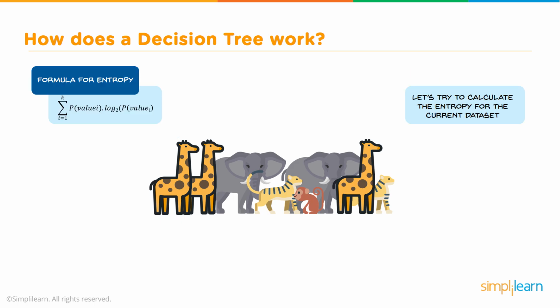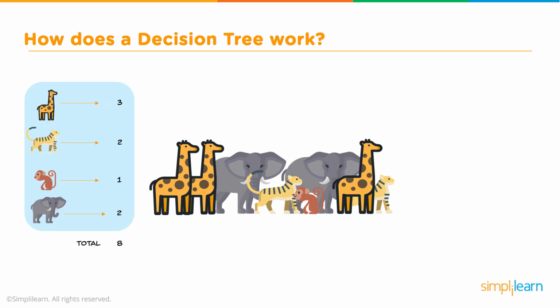So the formula for entropy is the sum, that's what this symbol looks like, kind of like a funky E, of i equals 1 to K. K would represent the number of the different animals in there, where P of i would be the percentage of that animal, times the log base 2 of the same percentage of that animal. Let's try to calculate the entropy for the current data set and take a look at what that looks like. And don't be afraid of the math. You don't really have to memorize this math.